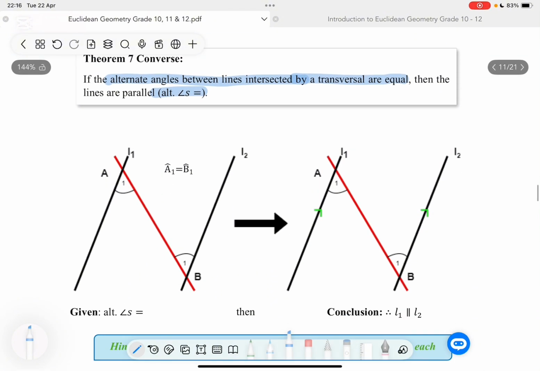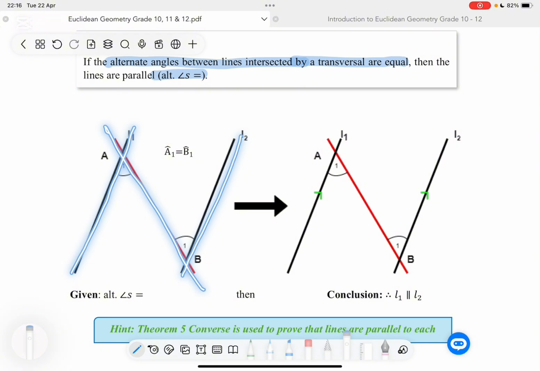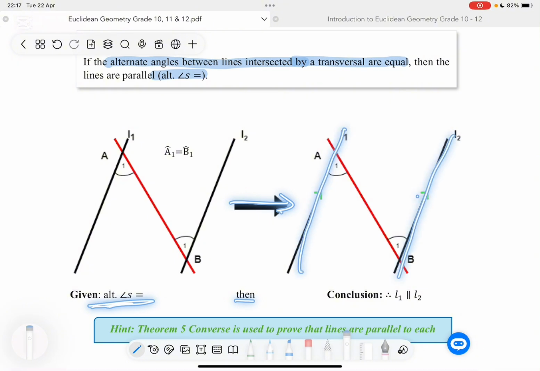Now, what do we have here, or when you look at it in a diagram, what does it mean? It means that if we have line L1 and line L2 that is cut by a transversal, now when we measure the alternate angles, meaning angle A1 and angle A2, we find that they are the same. We know here that they're the same. The alternate angles are equal. We can then conclude to say these two lines L1 and L2 must be parallel to each other.